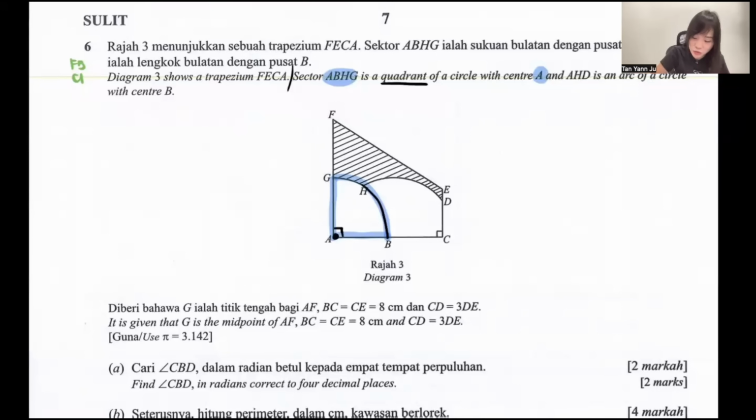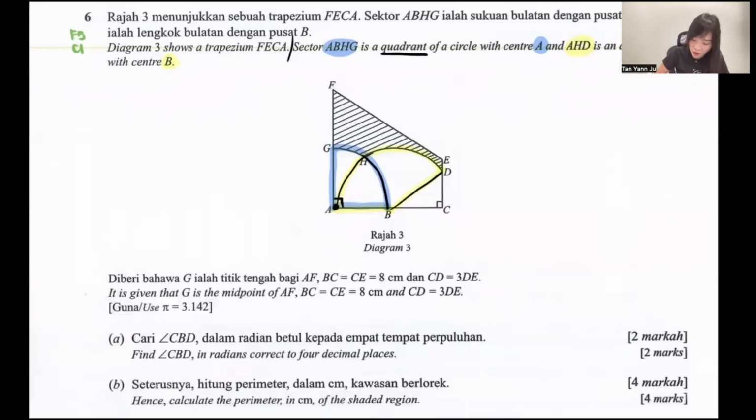Next, they even tell you AHD is an arc of a circle with center B, another center. So AHD, center B. This yellow one is another pizza. Let me try to draw it for you so you can see it. This yellow one is another pizza with center B, okay? Don't confuse them. Next, it's given that G is the midpoint of AF. So G is the middle for both, so these two are the same.